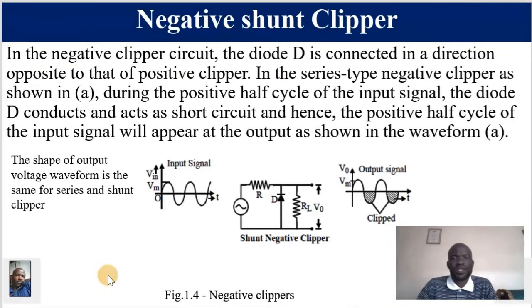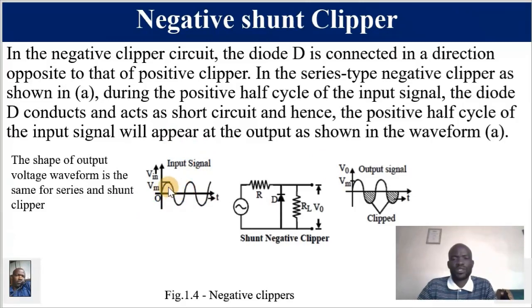Negative shunt clipper. Why shunt? Because this is in parallel with our load RL. Why negative? Because this is clipped or removed. So you might decide not to show this. You just say, when the input becomes negative, it just remains at 0. And when the input is positive, we have a positive output. And when it gets to 0, it just remains there. So I'll go through the operation of this circuit, and this time I'm going to be very fast. This is my input signal, both positive and negative half cycle.